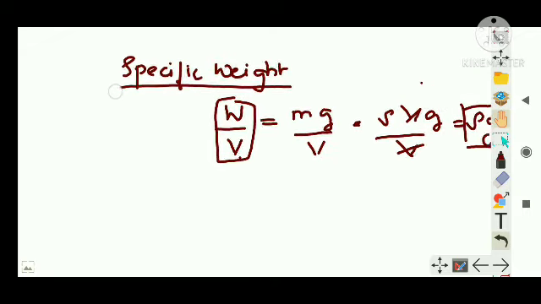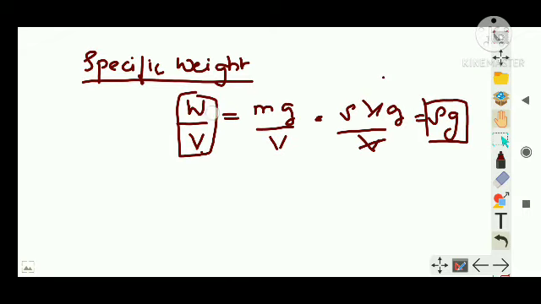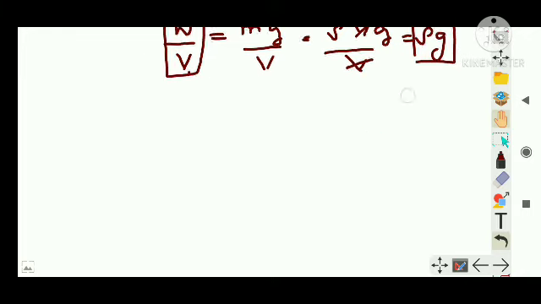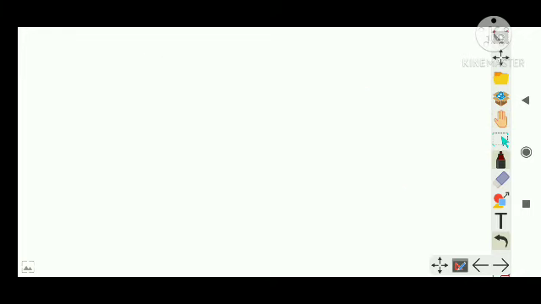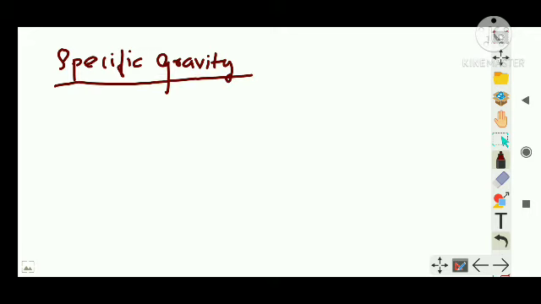So what is the definition of specific weight? The ratio of the weight of the substance to its own volume. And another equation which depicts specific weight is the density of that substance into acceleration due to gravity. This is one of the common terms which you have to learn. And the next term which you have to know is specific gravity. We just talked about specific weight. Now we are going to talk about what is specific gravity. Specific gravity is defined as the ratio of the specific weight of the given fluid to the specific weight of an equal volume of pure water at 4 degrees Celsius.